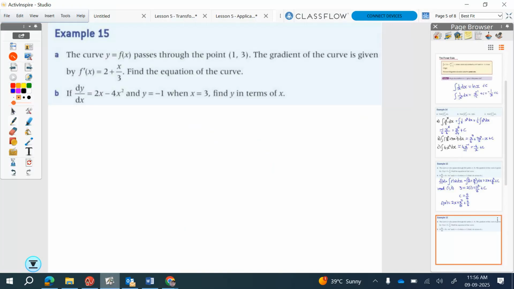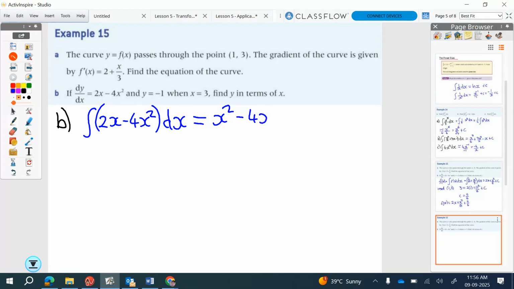Okay, so we're doing the second one now, B. What we need to do for this one is find the integral of 2x minus 4x squared with respect to x. Coming around, looking at your working, this bit went a lot better this time. So the integral of 2x is going to be x squared. The integral here is going to be minus 4x to the power of 3 over 3 plus c. That's our first part.